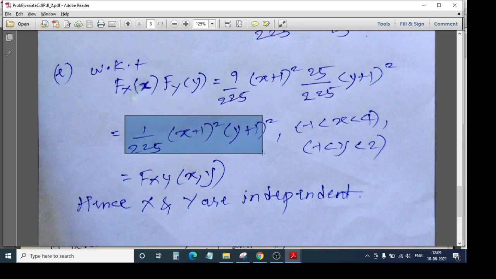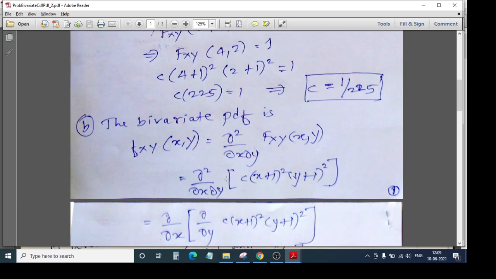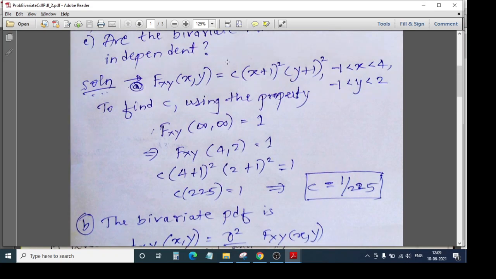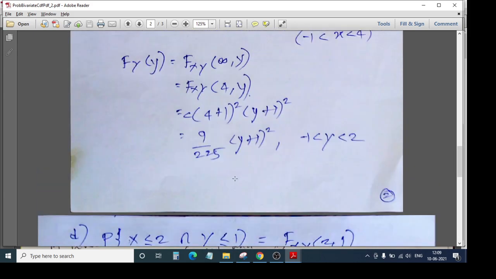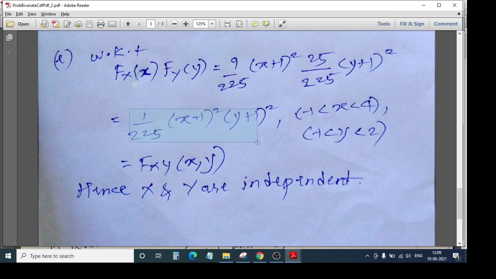So when you multiply your Fx of x and Fy of y, you are getting this thing. Then is this equal to our bivariate CDF? So the bivariate CDF we already know, it is there in the equation. See here, friends, this is our CDF, c into x plus 1 the whole square multiplied by y plus 1 the whole square. The value of c we know already, which is 1 divided by 225. So what will we be getting here? It is nothing but the same equation, that is 1 divided by 225 into x plus 1 the whole square multiplied by y plus 1 the whole square.